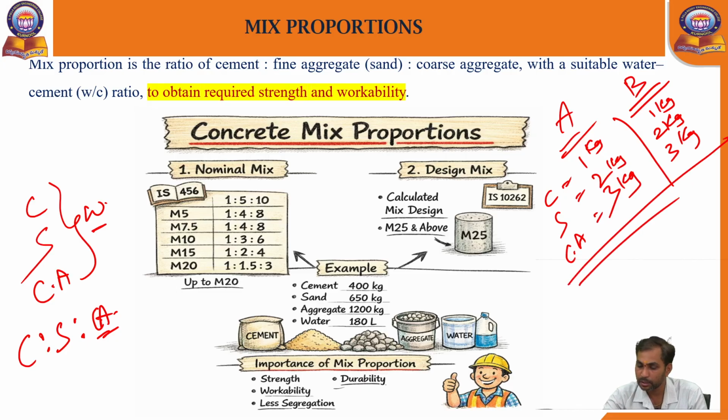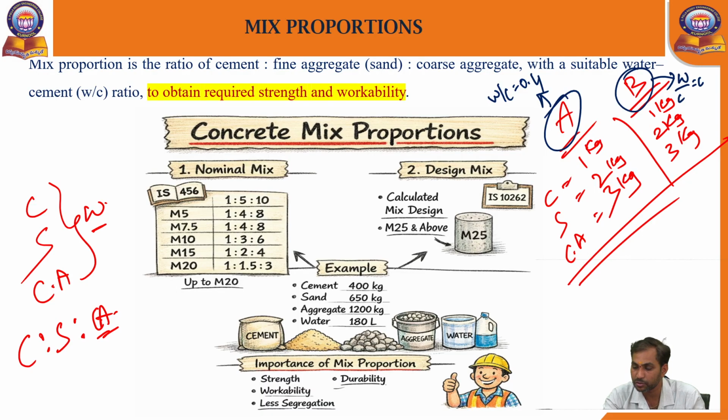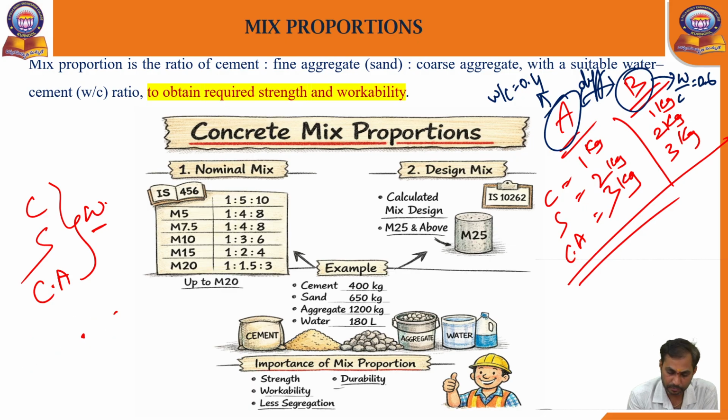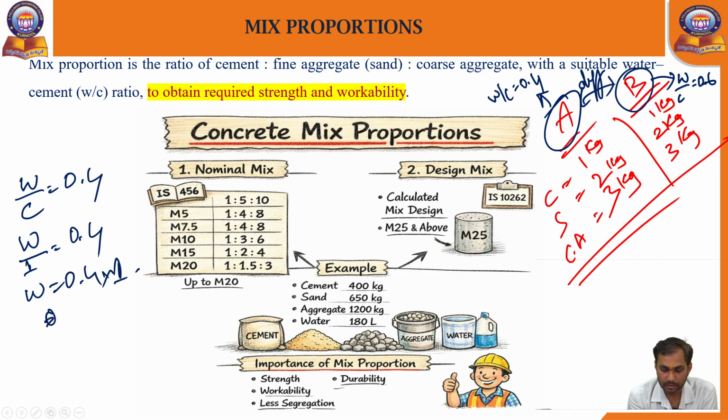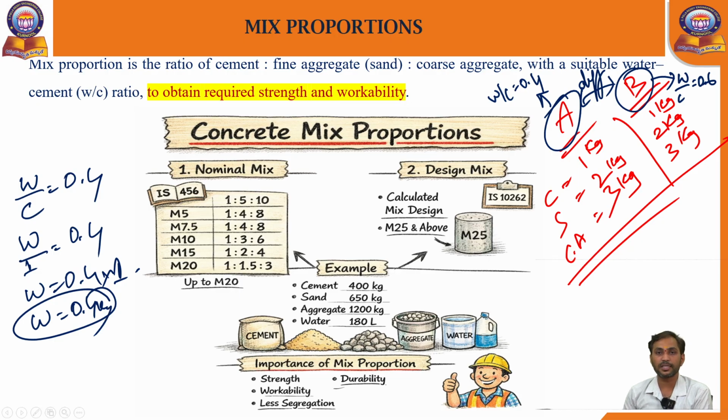So coming here, student A has taken the water cement ratio as 0.4. Student B has taken the water cement ratio as 0.6. Here the workability of the concrete is going to be different. How? Now we will see. For example, the water cement ratio is 0.4. Water by cement, where cement is 1 kg, is 0.4. So water equals 0.4 into 1 kg, that is, 0.4 kgs of water, which we have to convert into ml or liters. So this is for student A.